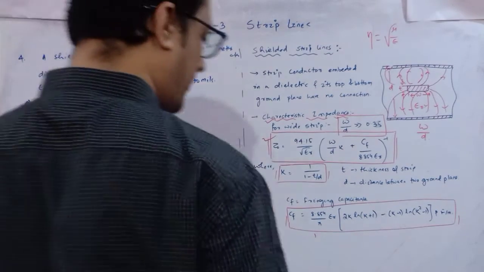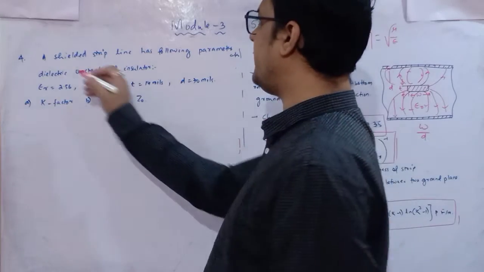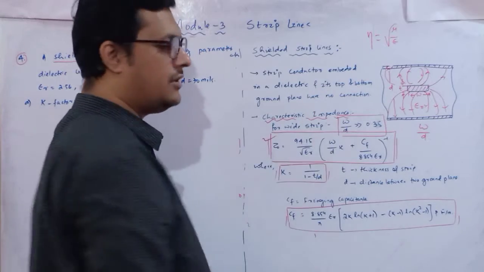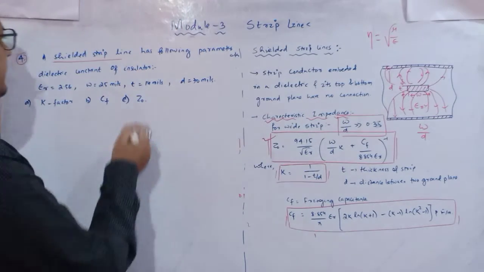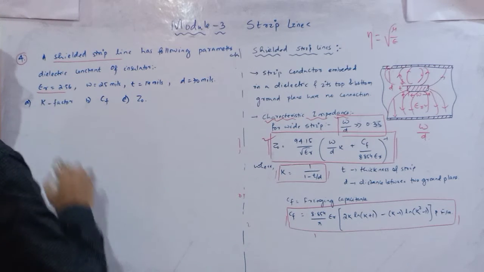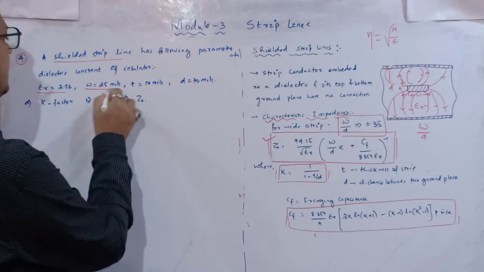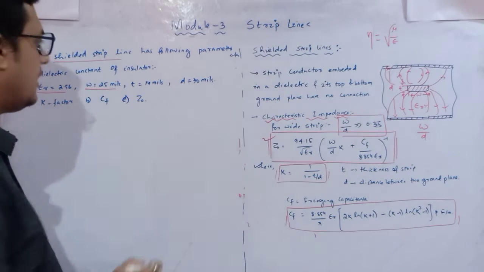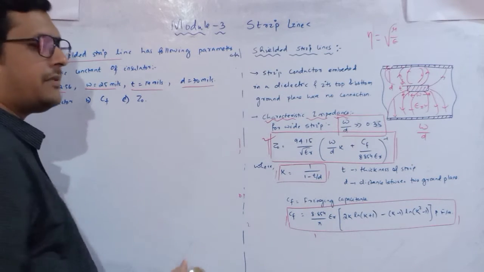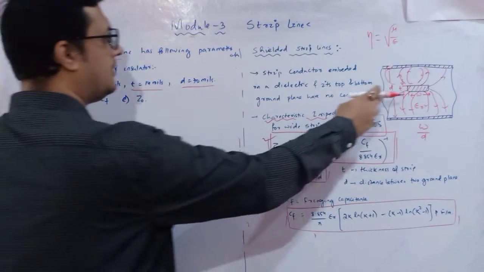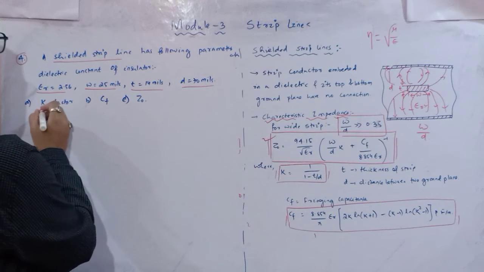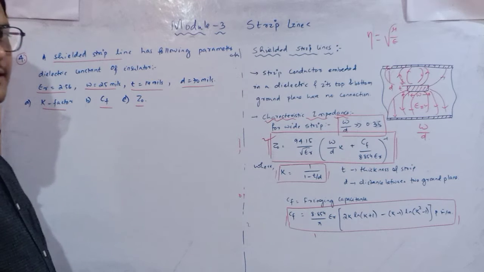Okay, so now the question is with respect to the shielded strip line. Whatever derivation I have mentioned here, you only have to substitute the values. The given parameters are: dielectric constant of the insulator, epsilon r, is 2.56; width of the strip is 25 millimeter; thickness of the strip is 14 millimeter; and the separation between the two ground planes, D, is 70 millimeter. We have to calculate the K factor, the fringing capacitance, and the characteristic impedance.